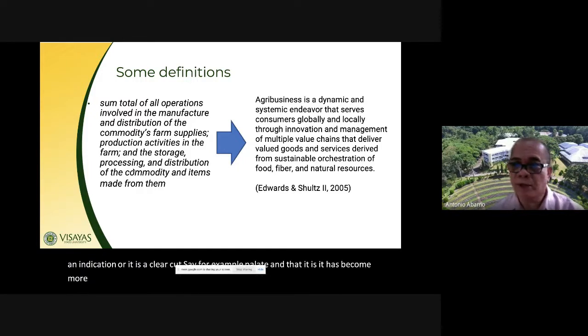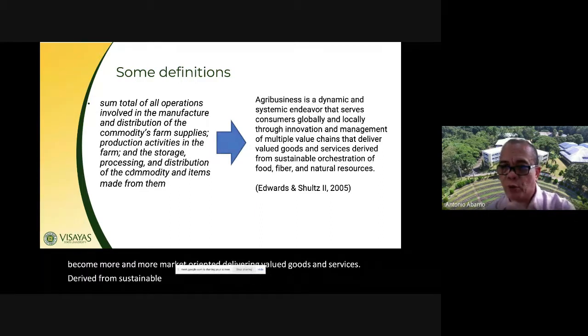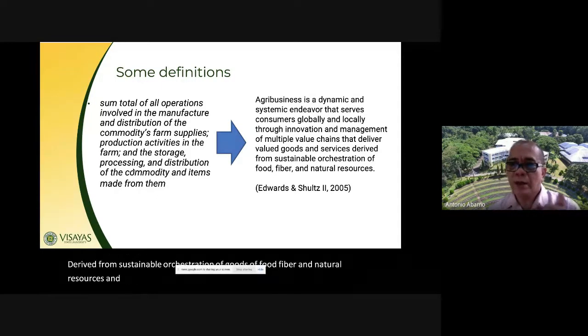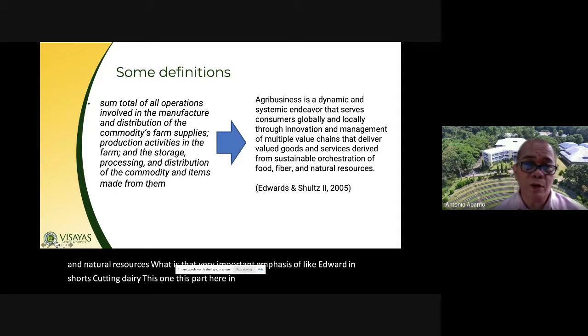It is a clear indication that it has become more and more market-oriented. Delivering valued goods and services derived from sustainable orchestration of food, fiber, and natural resources. Underscore the words sustainable orchestration of food, fiber, and natural resources. What is that very important emphasis of Edwards and Schultz? Currently, this part here in the left side of your screen.